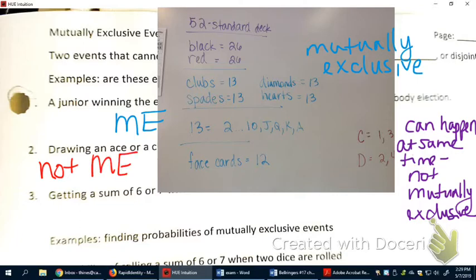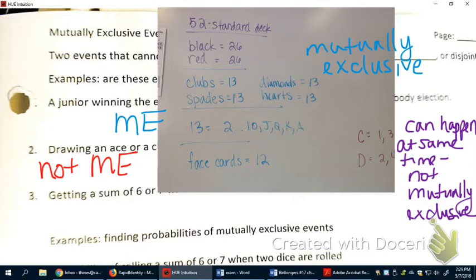The next one was getting a sum of 6 or a 7. Okay? So we're rolling dice, and we look at the 2 of them. Let's say it's a 3 and 4. If I add it together, that's 7, so I can get a 7. Roll them again. Look at them. Maybe it's a 4 and a 2. That adds to 6, so I can get a 6.